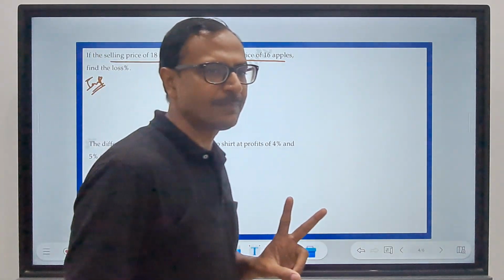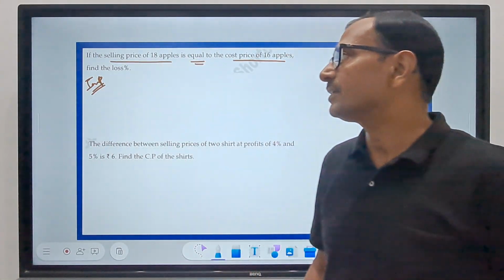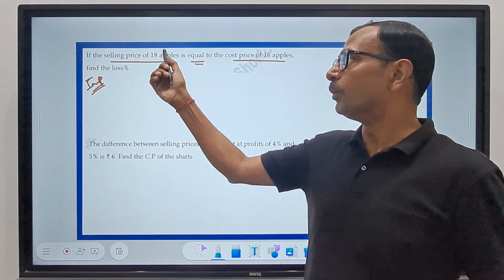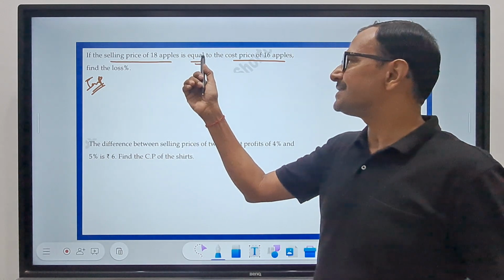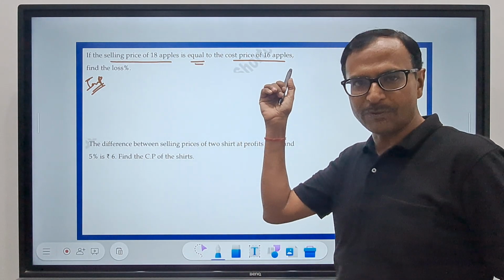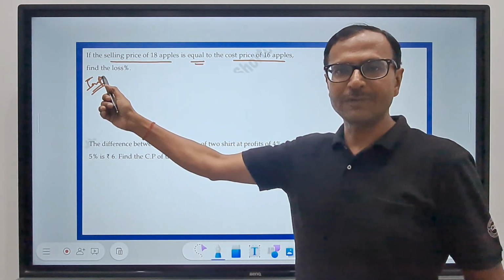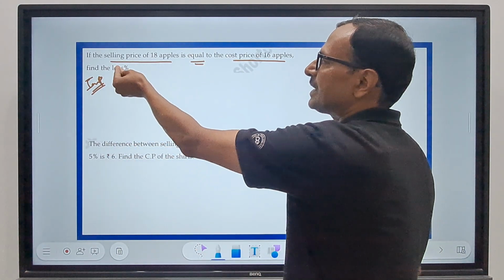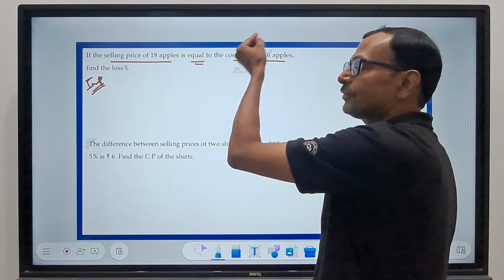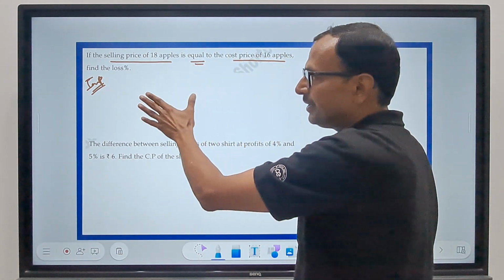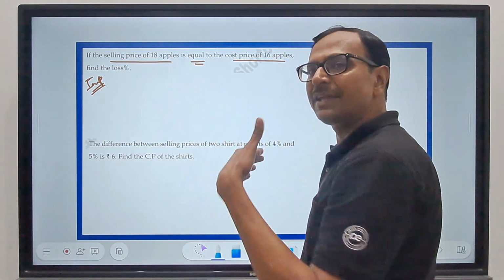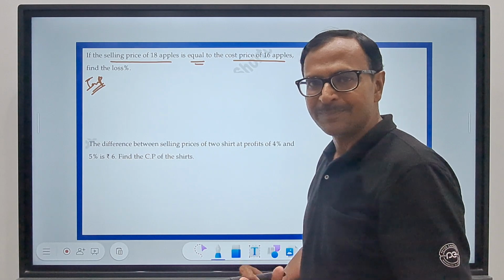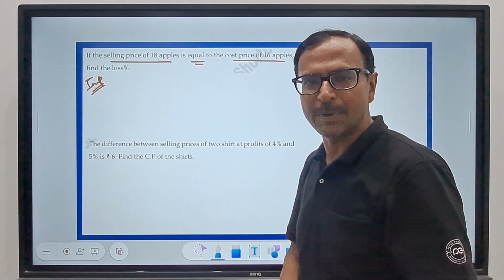Remember two concepts. One, whenever the selling price of more number of items is equal to the cost price of fewer items, there is always loss. And if it is the other way around, selling price of 16 apples is equal to cost price of 18 apples, then it is gain percent or the profit percent. That is the first important thing you should remember.